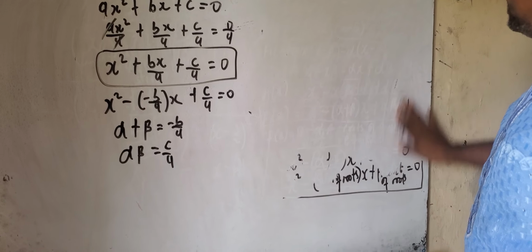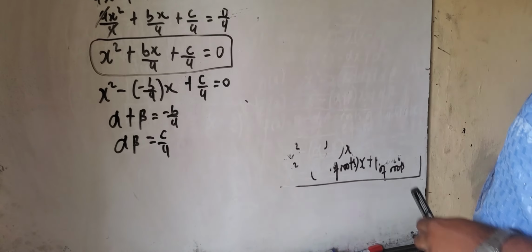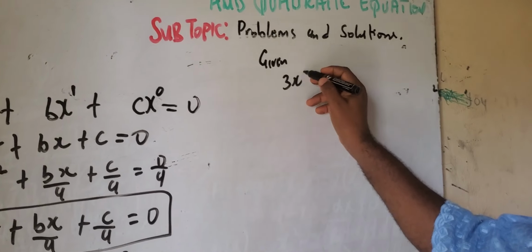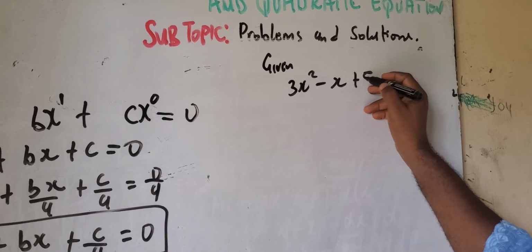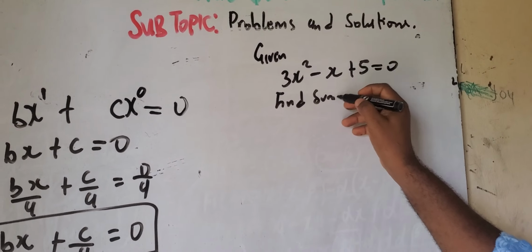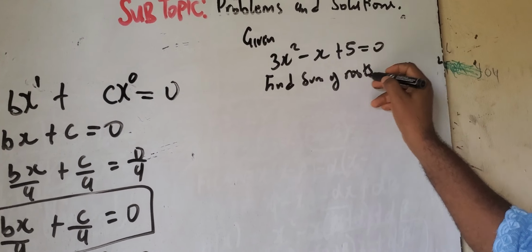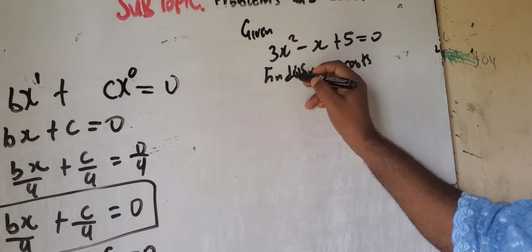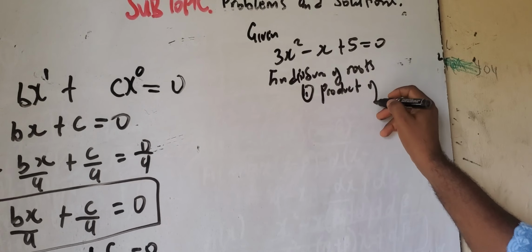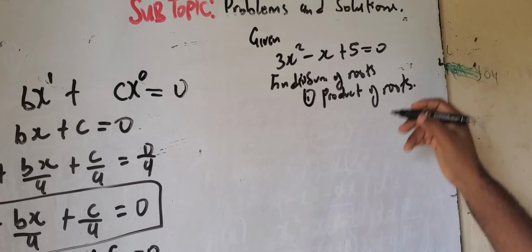The question is this. Given 3x squared minus x plus 5 is equal to 0. Find the sum of roots. Then that's question 1. Question 2, say the product of roots. How do we do that?